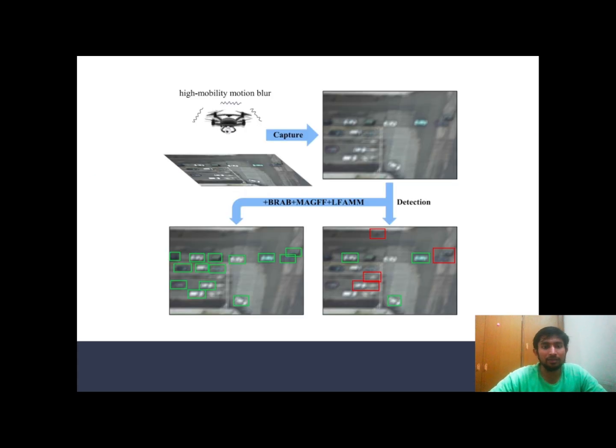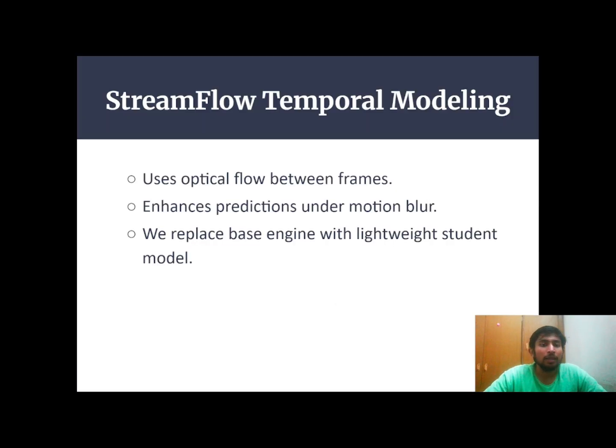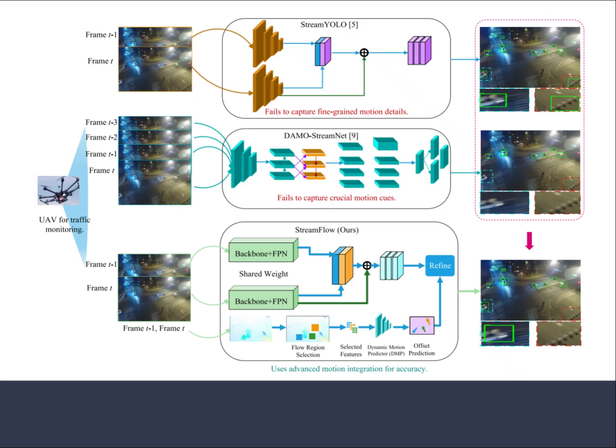Finally, let's talk about StreamFlow. To handle video motion blur and temporal consistency, we add optical flow based prediction using StreamFlow. The optical flow captures how pixels move across the frames, and the flow guided dynamic prediction module gives us temporal cues. We replace the base inference engine inside the FGTP module with our lightweight student module, and this enables the final system to handle both frame level blur and motion over time, improving UAV detection under severe movement.